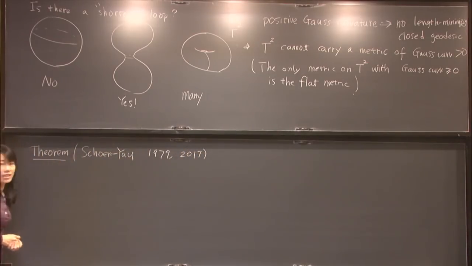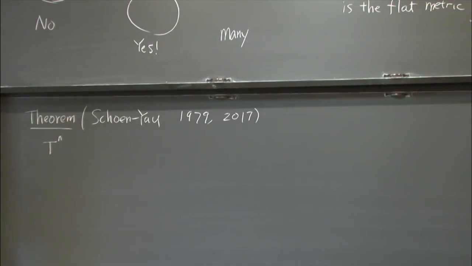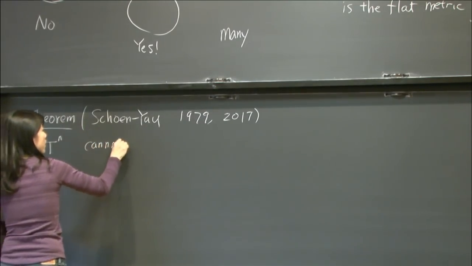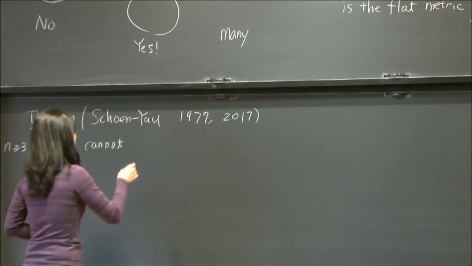So they observed the similar idea carried out to higher dimensional tori. They prove a more general situation, but let me focus on the torus case. If we have an n-dimensional torus, n greater or equal to 3, then it cannot have a metric of positive scalar curvature.